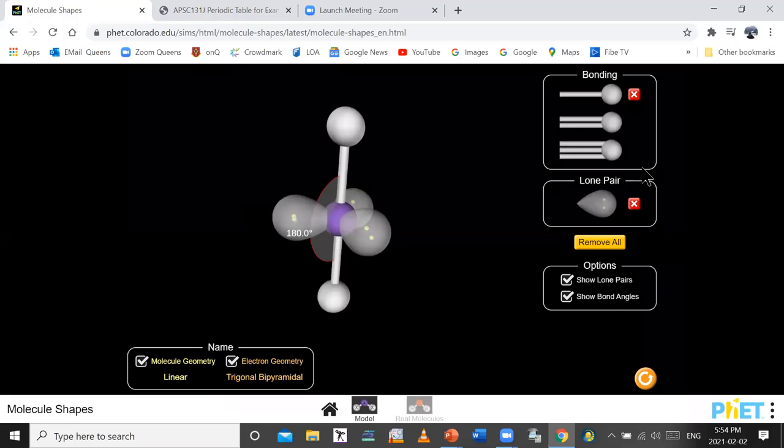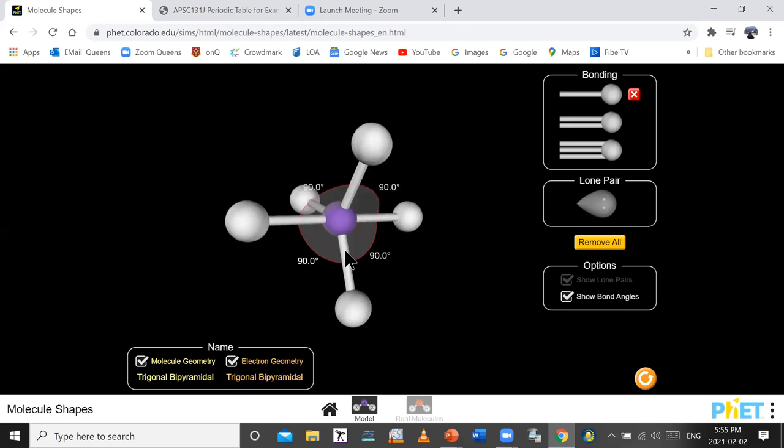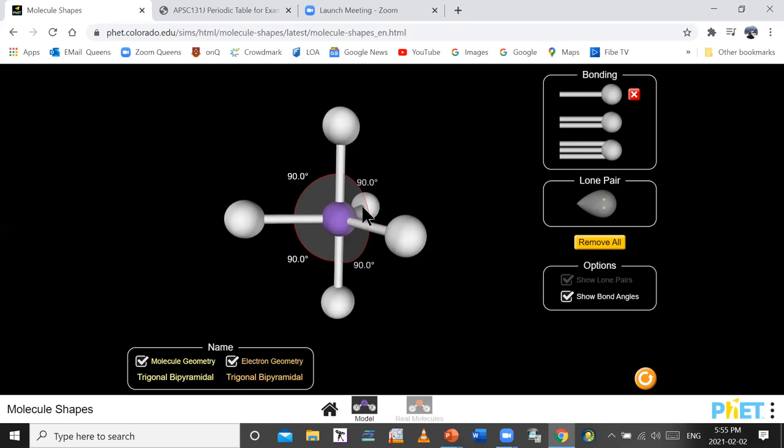So I'm going to remove those three. So again, here's what we're talking about. Okay. Now it's not showing the angles between the three that are on the same plane.